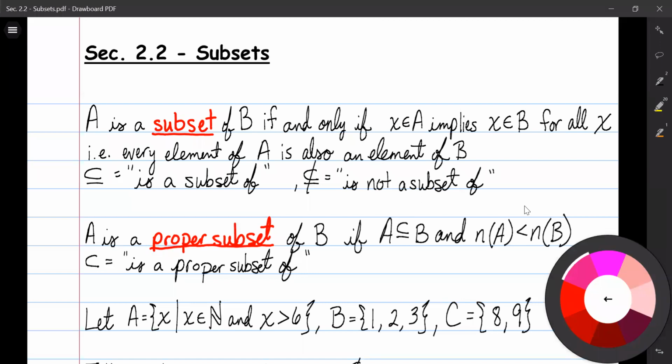For the definition of a subset, A is a subset of B if and only if x is an element of A implies that x is an element of B for all x. In other words, A is a subset of B means that every element of A is also an element of B. And then it's also showing you the notation for is a subset of, and if you put a slash through it, that is not a subset of. And then a proper subset is just a subset that is smaller than the bigger set.